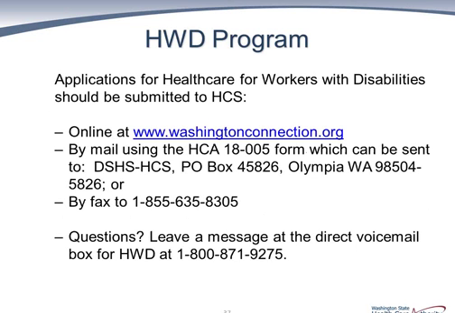Applications for Healthcare for Workers with Disabilities can be submitted to Home and Community Services, and the address for that is given here. You can do it online. You can apply through Washington Connections. You can also complete the 18-005 form and send it in to the Home and Community Services P.O. box, or you can fax it there. If you have questions, Kathy's put down the toll-free number for that program as well.